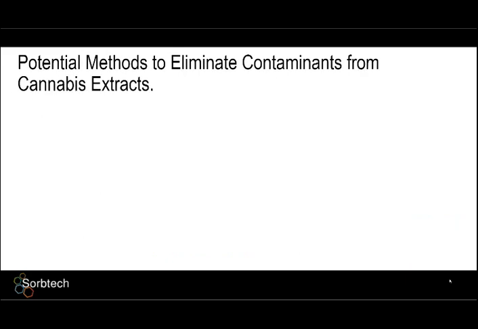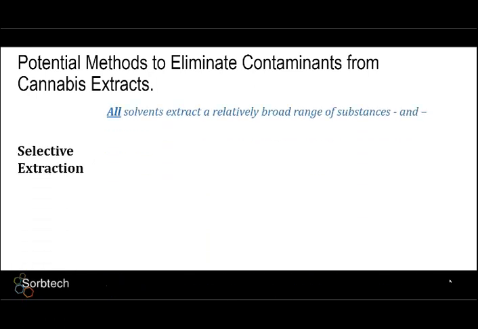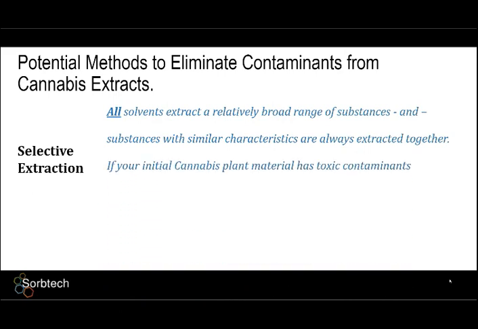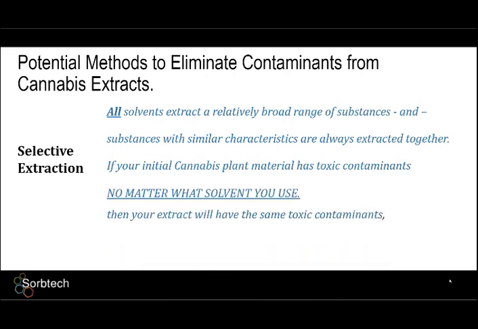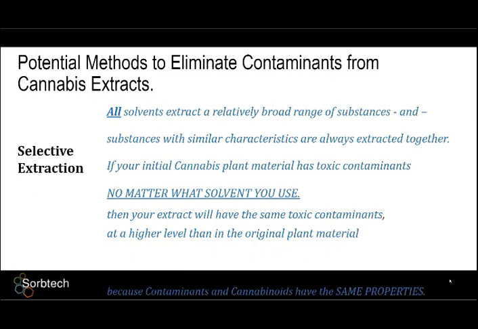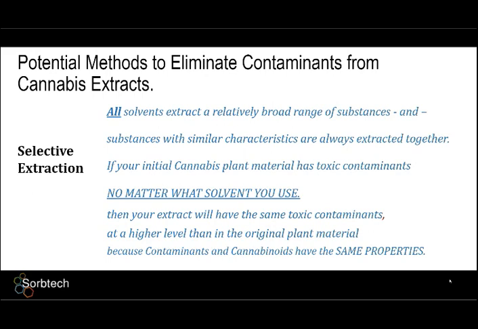So the second method to eliminate these contaminants is selective extraction. However, in reality, this is a myth. All solvents extract a relatively broad range of substances, and substances with similar characteristics are always extracted together. So if your initial cannabis plant material has toxic contaminants, no matter what solvents you use, your extract will have all of the same contaminants, and at a higher level than the original plant material, because they have the same properties. Contaminants and cannabinoids have the same properties and are extracted together.